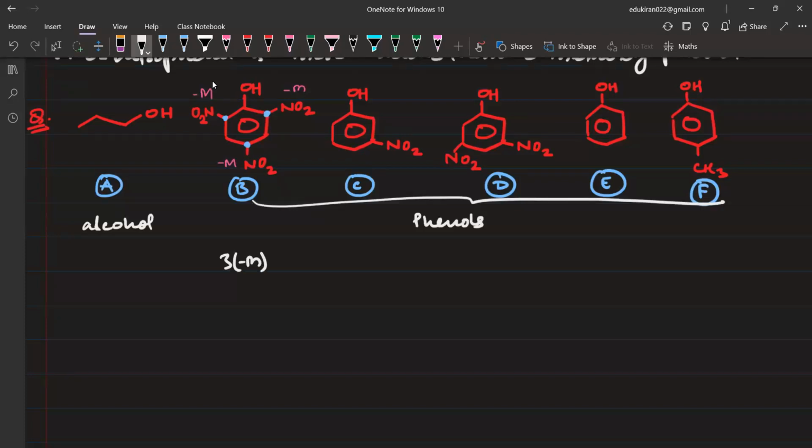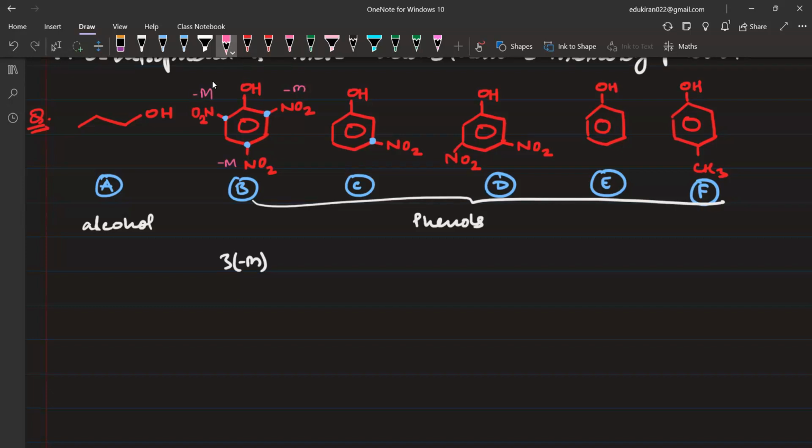Fine. Now we will move on to the C. Now in C, we have NO2 in which position? Tell me, guys. Meta. Meta position. Very good. So in meta, tell me what we need to check if it is in meta position. Minus plus M effect and plus I minus I effect. Plus I minus I, right?